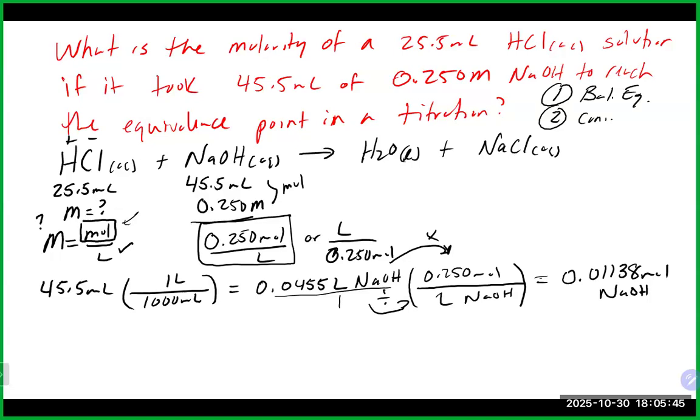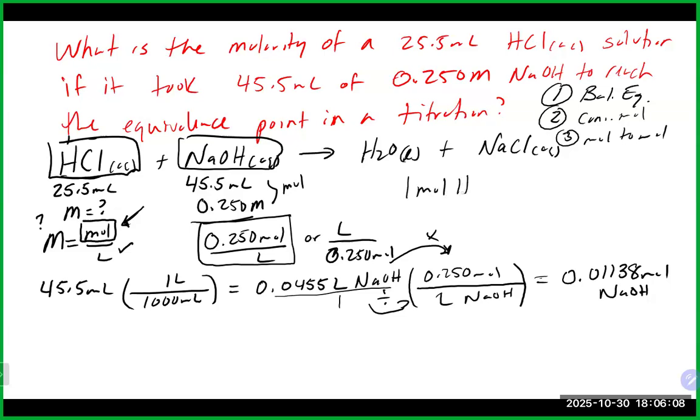Now, I'm not interested in sodium hydroxide, because I need to get over here to HCl, to get the moles of HCl. So we're going to use the stoichiometry and do our mole-to-mole relationship from the equation. And from the equation, between HCl and sodium hydroxide, 1 mole of HCl gives us 1 mole of sodium hydroxide. So that's a nice 1-to-1 ratio there.